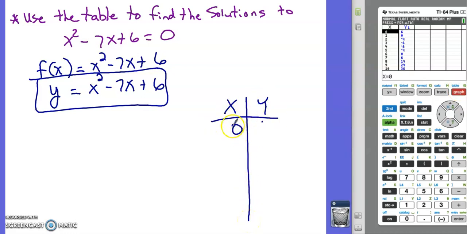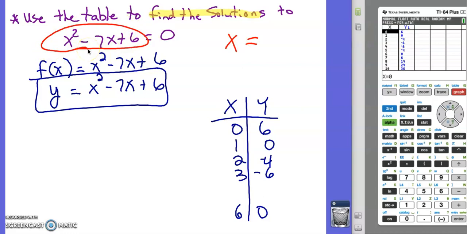So I have (0, 6), (1, 0), (2, -4), (3, -6), and then it keeps going down, but notice you get down to here (6, 0). Something I want to make sure you're aware of: when it says find the solutions, that means we're trying to find what x equals. X equals what? When I substitute x into here, what will make it equal 0? What makes it true?